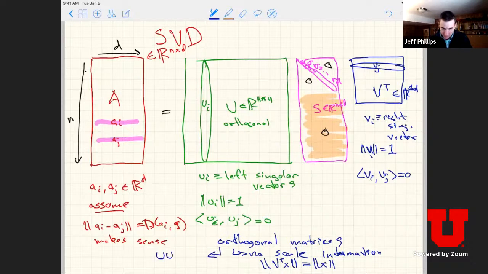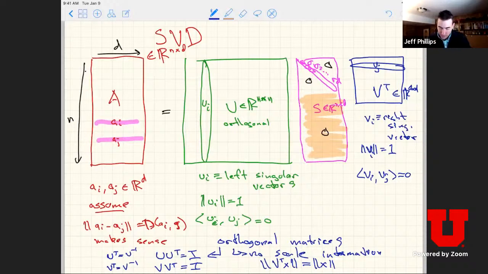U times U transpose is going to be equal to the identity matrix. We mentioned this before. This is also going to be true of V times V transpose, which is also the identity matrix. If you remember, each row dot product with itself is 1. Its norm is 1, but with anything else is 0. And if I multiply all these out, that means that U transpose is equal to U inverse, and V transpose is equal to V inverse. Okay, so I get the inverse for free with these, and this will be useful a bit later.